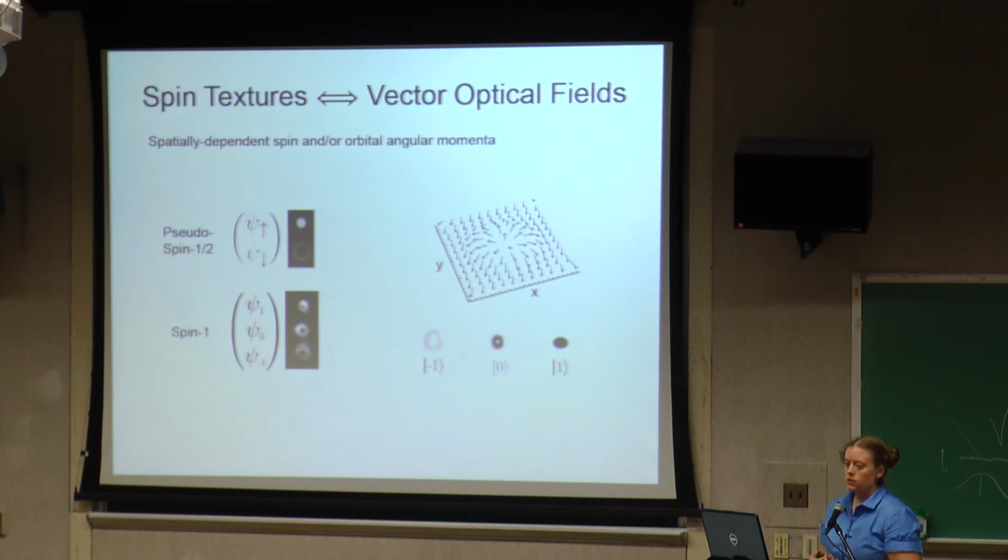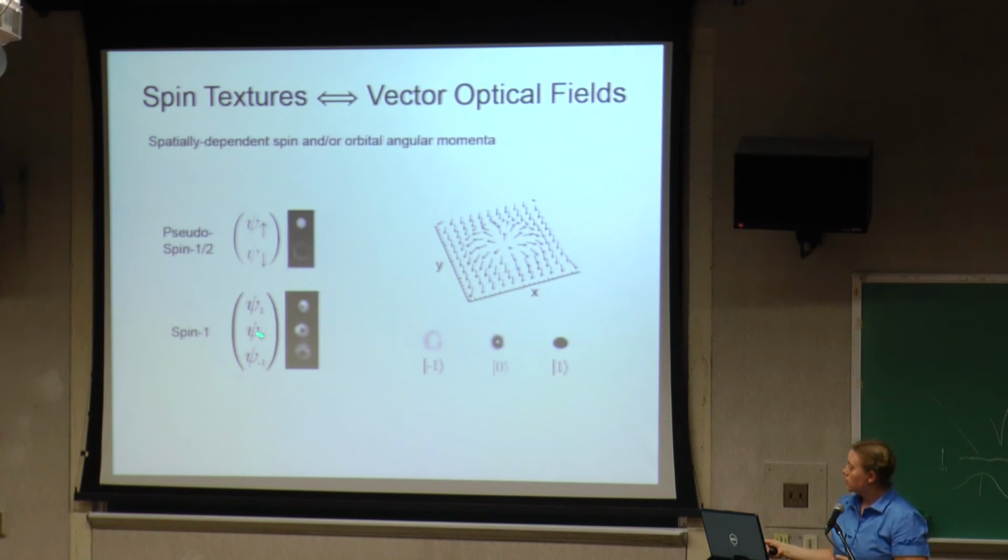And really this is just a vector vortex equivalent. So we have spatially dependent spin states, spatially dependent phases in the condensate. And so in our BEC, we can choose either a pseudo-spin 1/2 system with 2 states populated. This would be like the 2 polarization states in an optical beam. Or we can populate 3 different states. And so this is a spin 1 system.